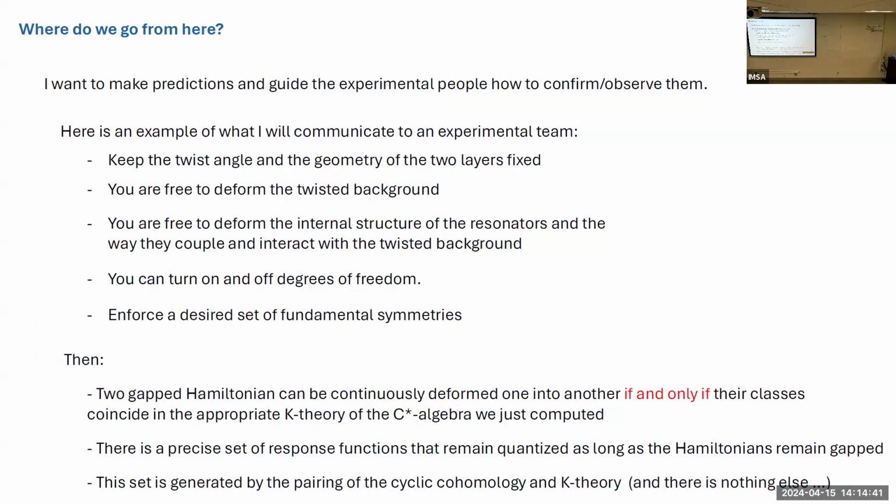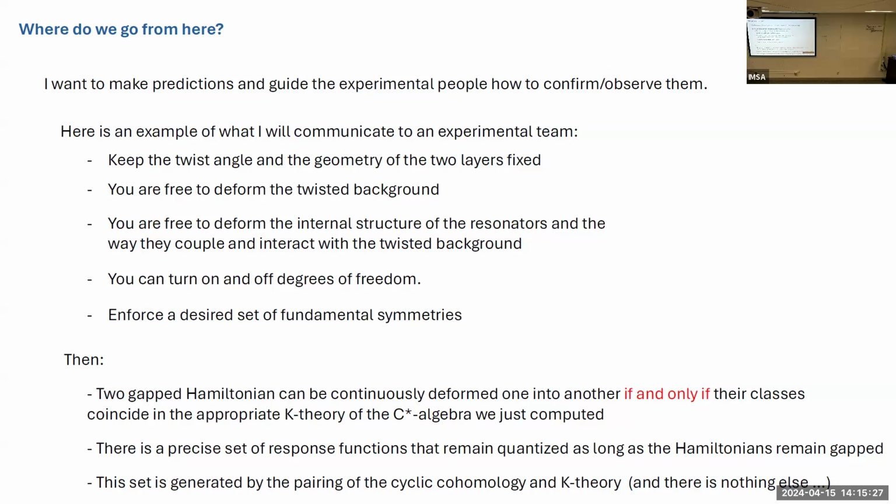Okay, so what I will communicate. Keep the twist angle and the geometry of the two layers fixed, but you are free to deform the twisted background. In the process, you change the on-site frequencies, but also how the resonators couple to each other. Think of these resonators coupling with magnets, and if you put a ferromagnetic layer or something in between, you immediately alter how they are coupled. And then you are free to deform the internal structures. You can turn on and off degrees of freedom.